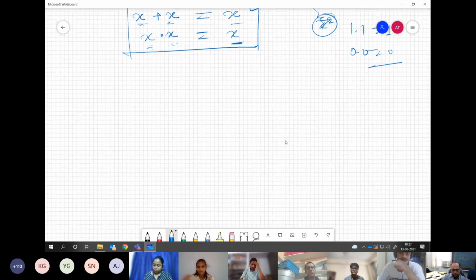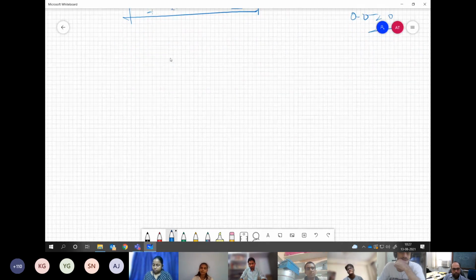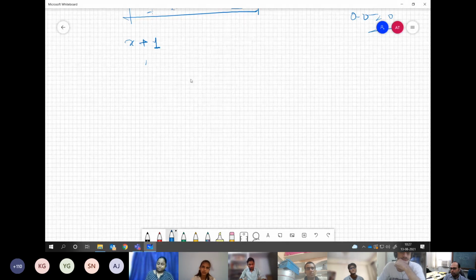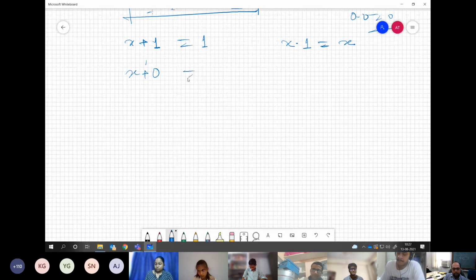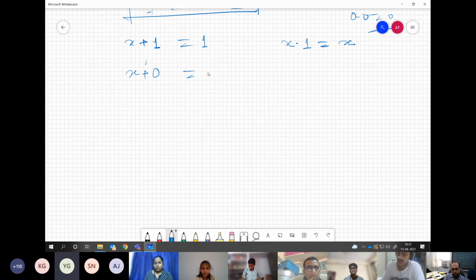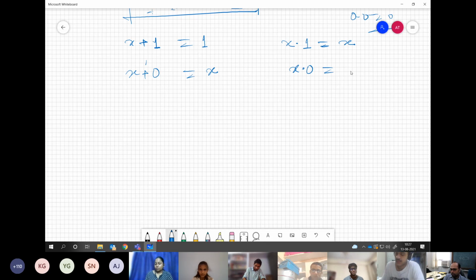Now, some more things. Let us say if you add any variable to 1, the result is always going to be 1. If you multiply any variable by 1, the result is always going to be the variable. If you take the sum of any variable with 0, it is always going to be what? The variable. That variable, X. And if you take the product with 0, then X into 0 is 0.